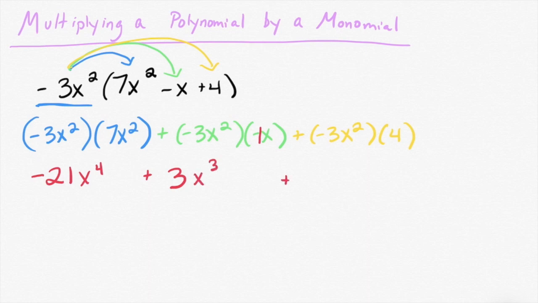Plus negative 3x squared times 4. Good, negative 12. X to the, very good, x to the 2nd. And that is my answer.